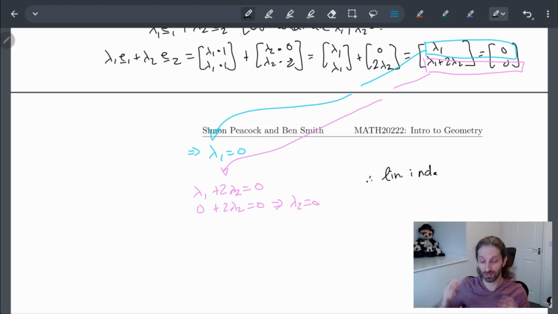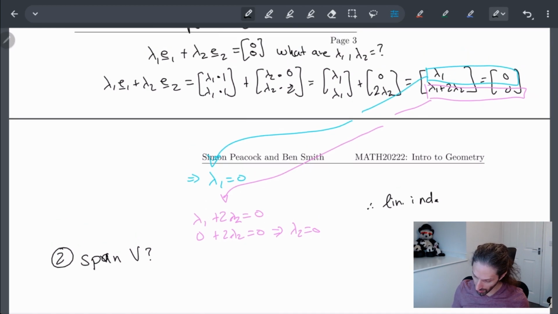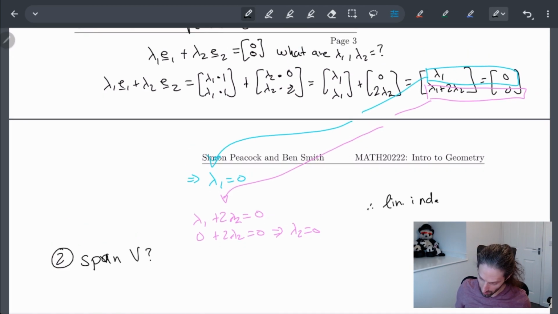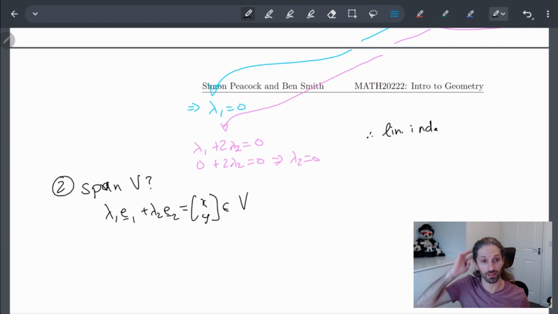We still have to show a second thing: we have to show they span V. What we have to show is that any vector is a linear combination of the vectors I gave. So we have to show that for all vectors there are lambda 1 and lambda 2 such that we get some vector. This is an arbitrary vector in our vector space.